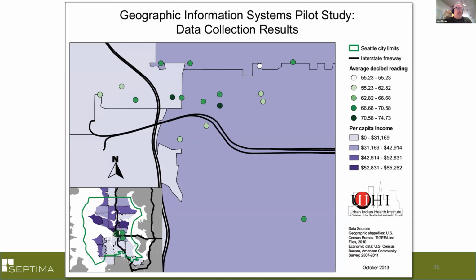This is one of the maps they made from just that first day's workshop, where they went out and collected some noise points, where the darker the dot, the higher the decibel reading. And then they found some data that they had in their office from the US Census Bureau to look at per capita income, just to start doing some hypothesis generating to see if there are any trends worth looking at. So this was just a map they were able to produce after a 4-hour workshop and going out and collecting some data. They kept working on that for a number of years.